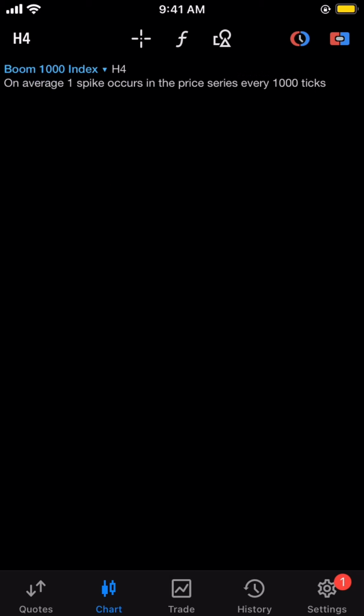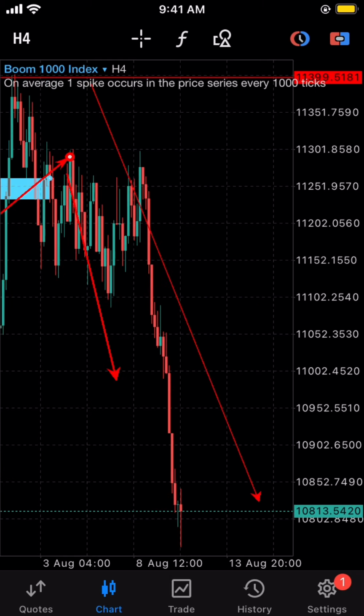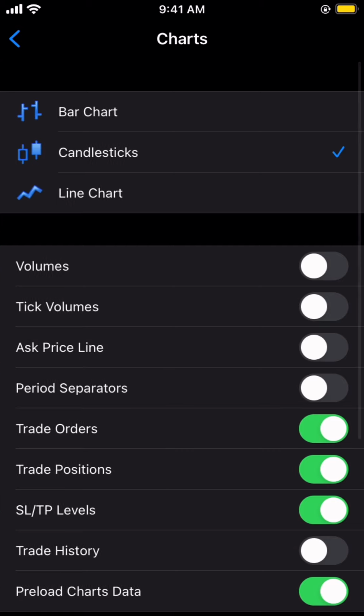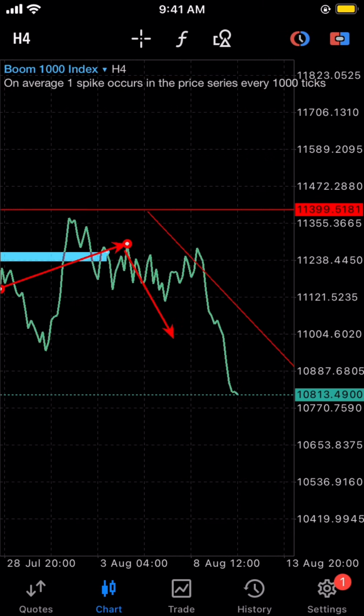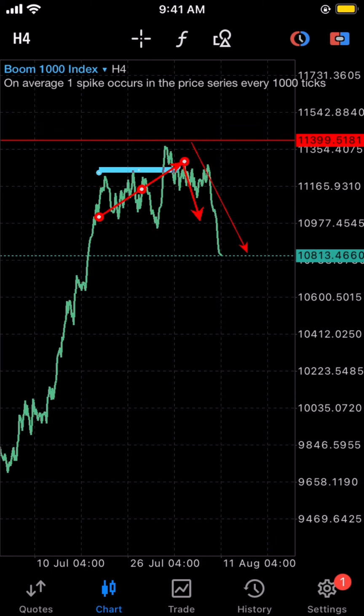Now let's go to Boom 1000. On Boom 1000, last time I shared this with you twice. I made 2 videos on this, and I put this arrow. If you remember, I put this arrow like this. The market might be bouncing from this area or this area.